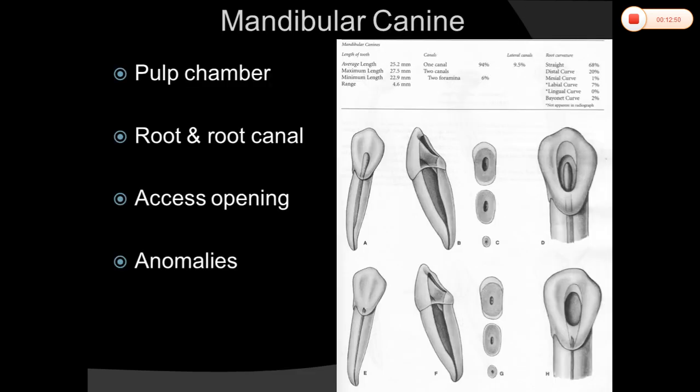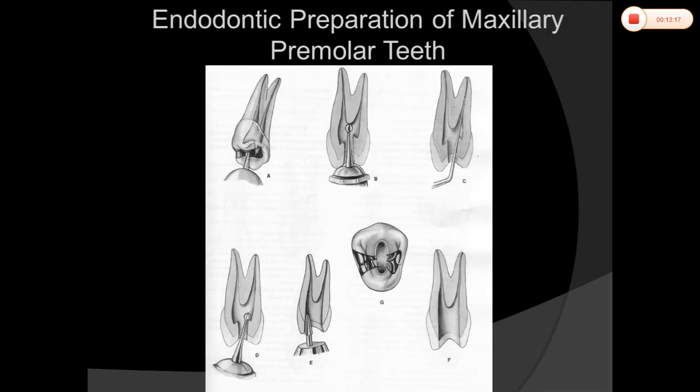Coming to the mandibular canine, it is similar to the maxillary canine, but it has smaller dimensions. It has one canal and hence is oval shaped. So the access cavity outline form is oval, and the lingual shoulder must be removed. Only in 6% of the cases you can see the presence of two canals.